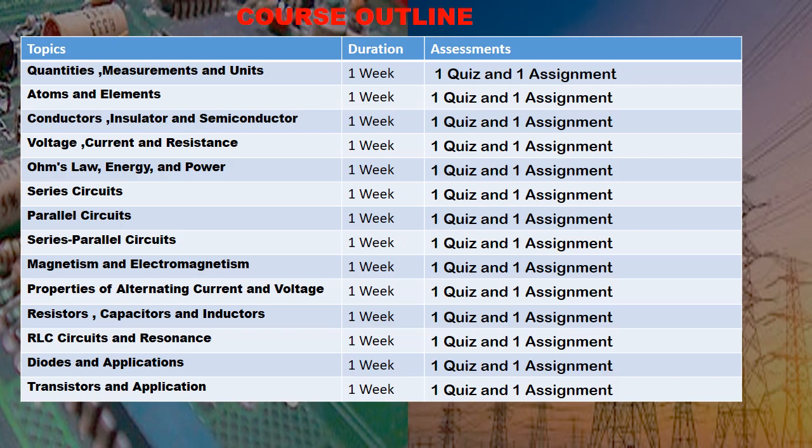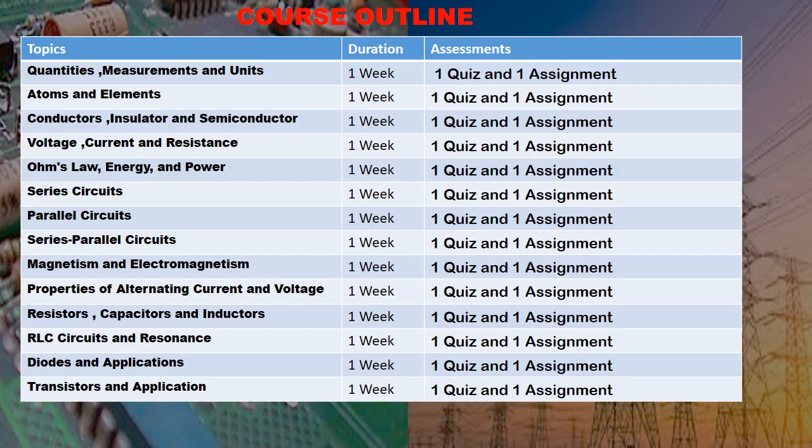We have these topics for the course. The first topic is quantities, measurements, and units. For every topic, we have an assignment and a quiz, and the duration is 1 week. It may go beyond 1 week, or it may be less than 1 week. It depends on how fast we can get the course done online.